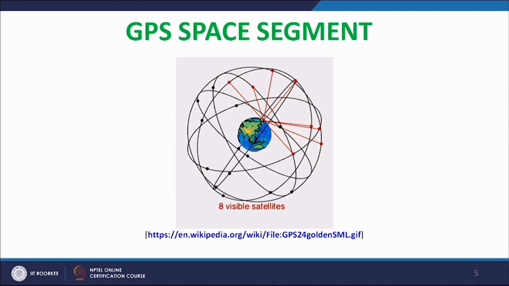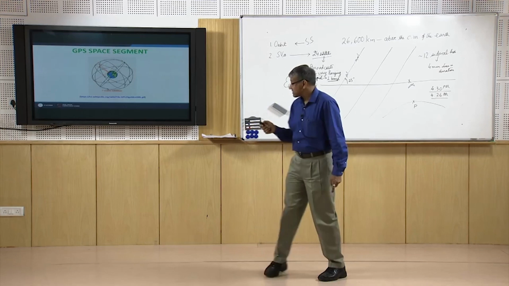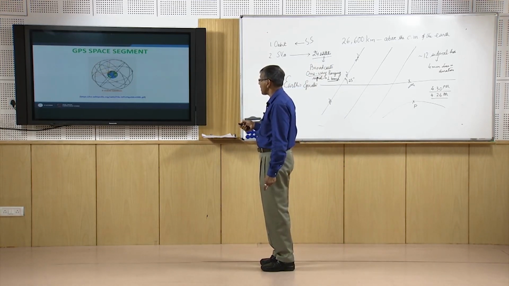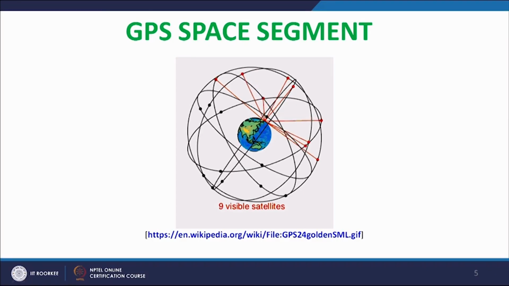Now at any point on the surface of the earth, at any instant of time, the number of satellites visible, with signals coming from them, is more than 4. So the signals arriving at any point on the surface of the earth at any instant of time will be from more than 4 satellites. So this is a simulated figure of the GPS space segment.